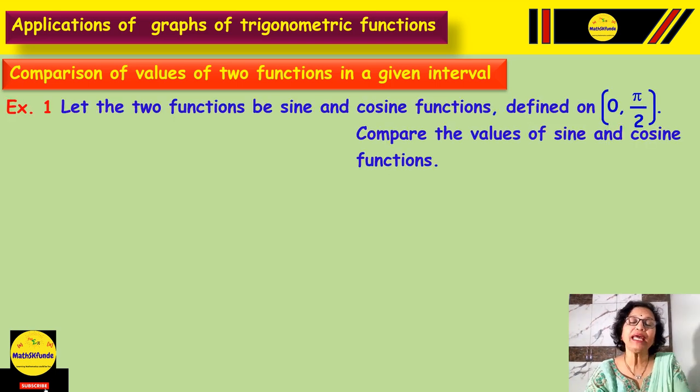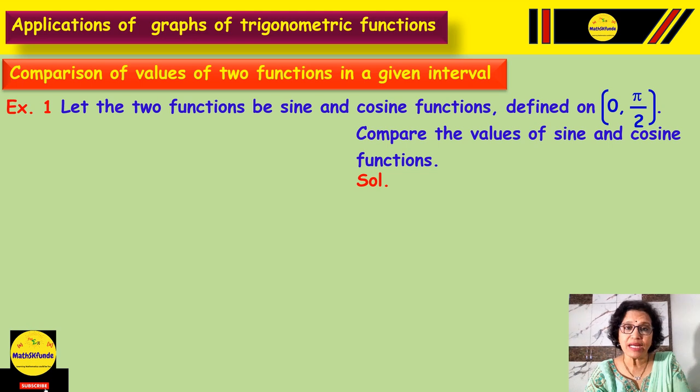Here I'm taking two functions as an example. I'm taking sine and cosine specifically because we have recently done them. The interval where we are going to compare them is 0 to pi by 2, and it's an open interval. And we have to compare.